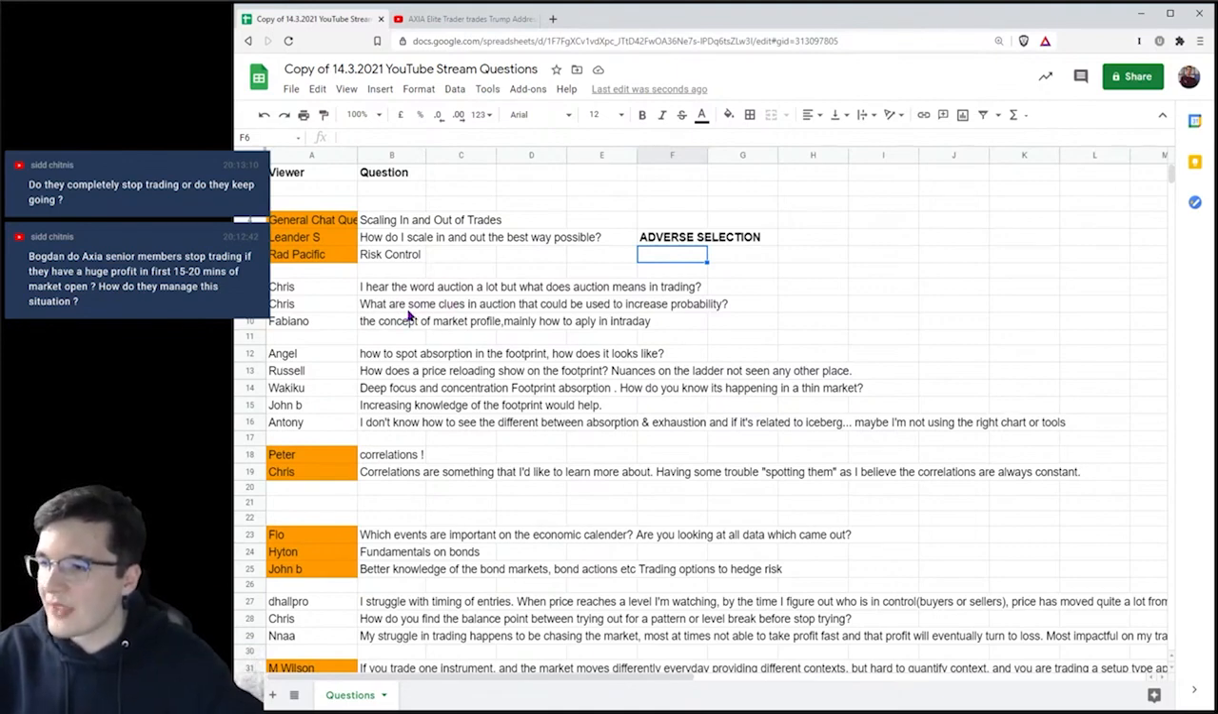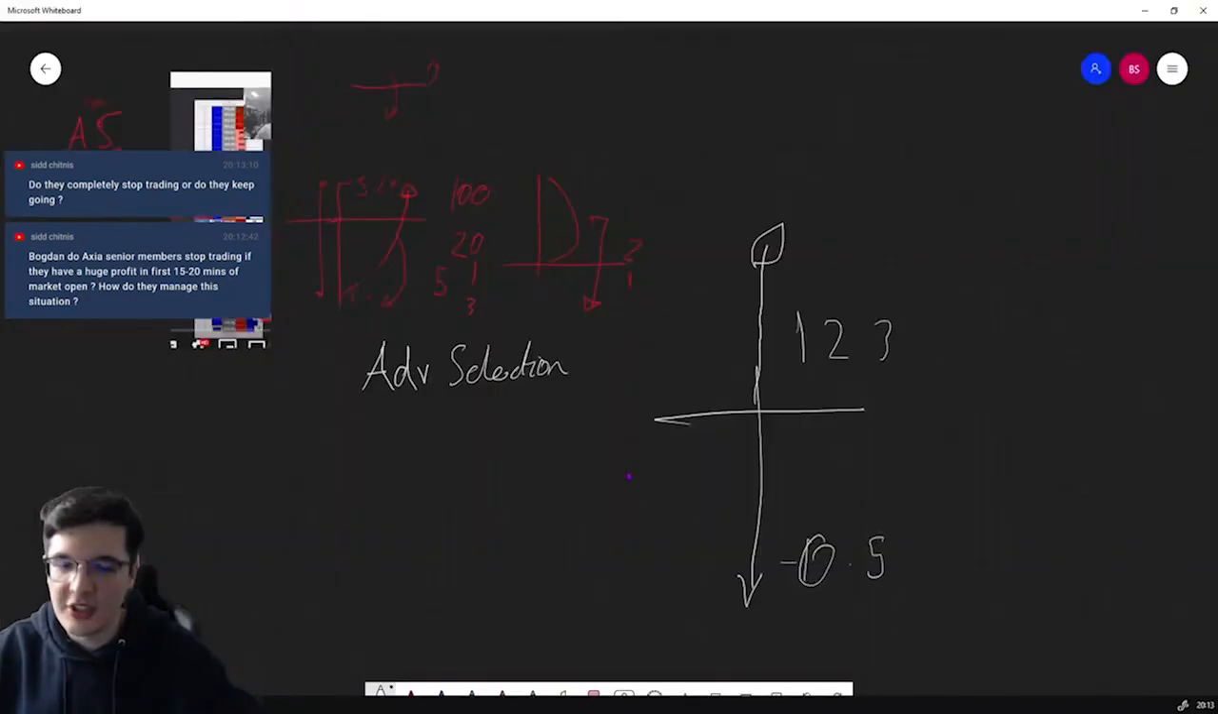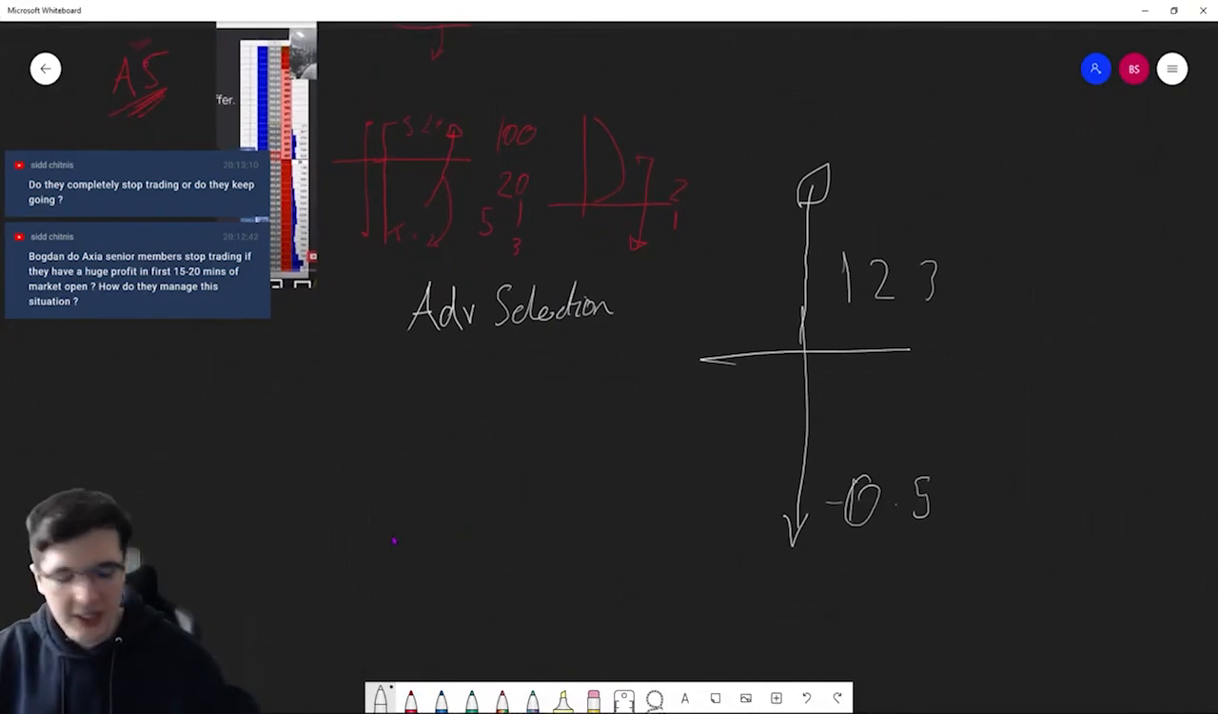Sid, do Axia senior members stop trading if they have a huge profit in the first 15 or 20 minutes of the market open? How do they manage the situation? Do they completely stop trading or do they keep going? Very good question, actually. Really keep going.